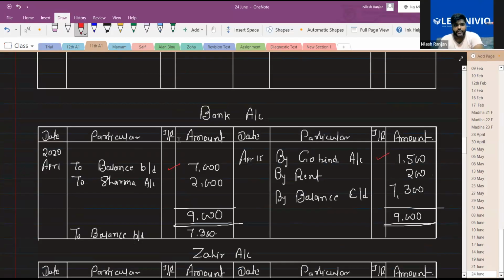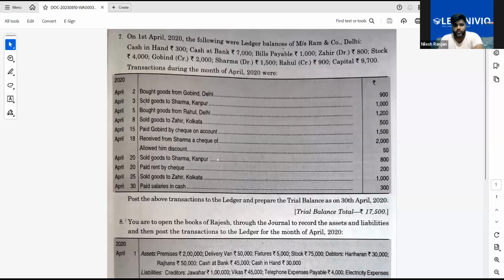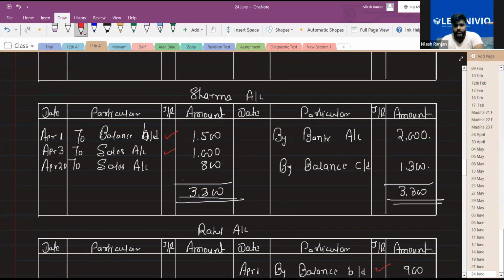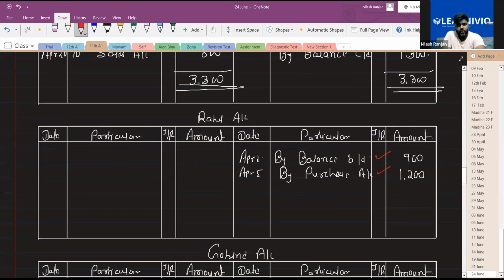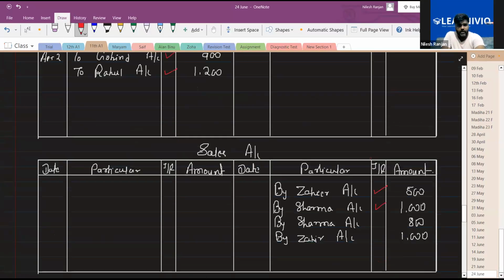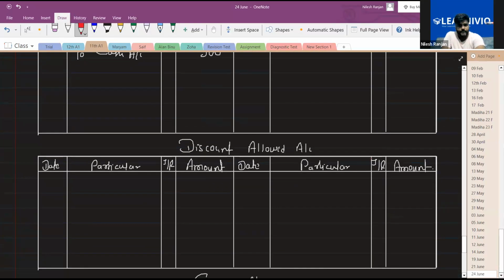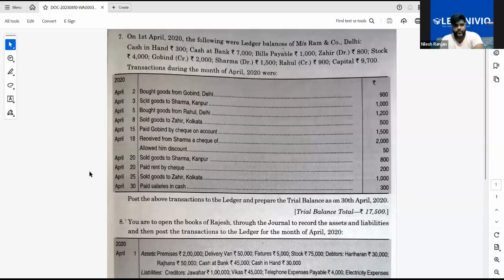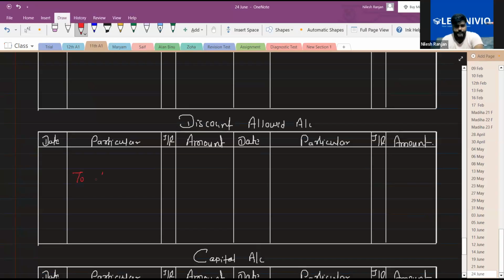After that, there is received from Sharma a check of 2,000, allowed him discount 50. So to Sharma 2,000. In Sharma account, it will be by bank 2,000 and allowed discount. So on the debit side of discount allowed, it will be to Sharma 50. The date is April 18th.